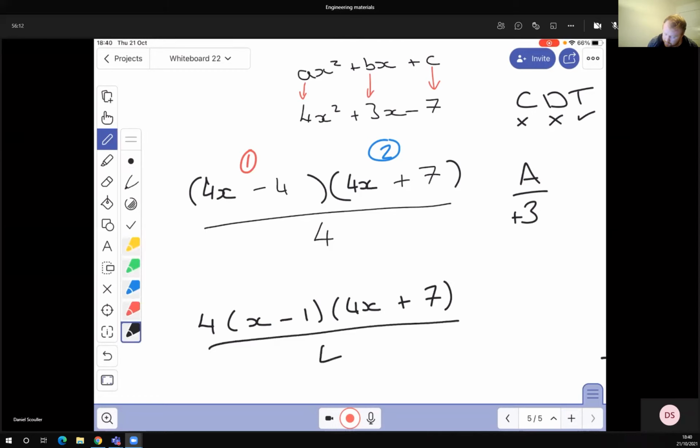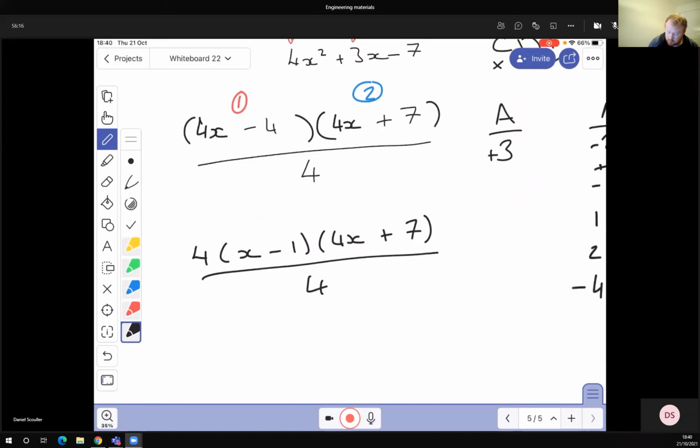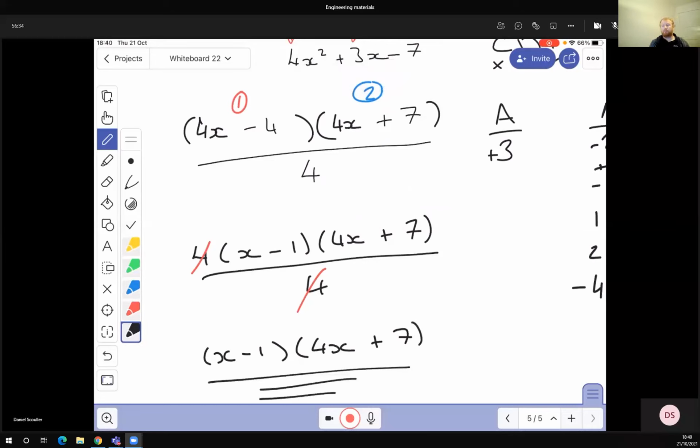Remember, that's all over 4. And you see where I'm going with this? The top 4 and the bottom 4 cancel out, and we're left with our final factorised term. That's the fully factorised term.